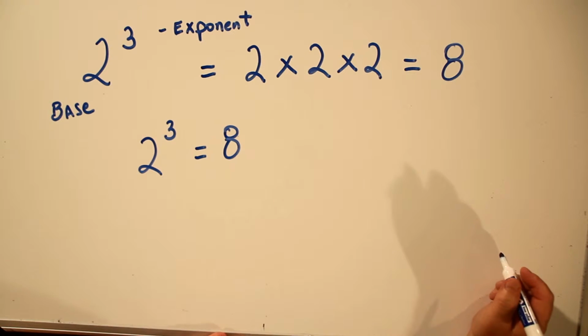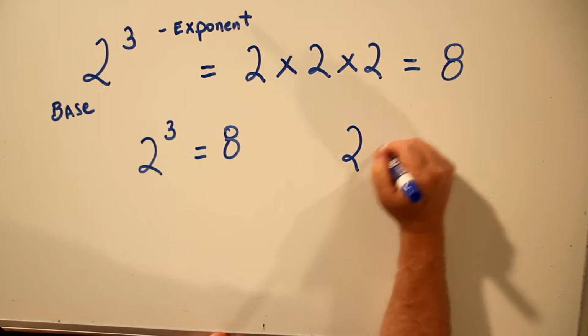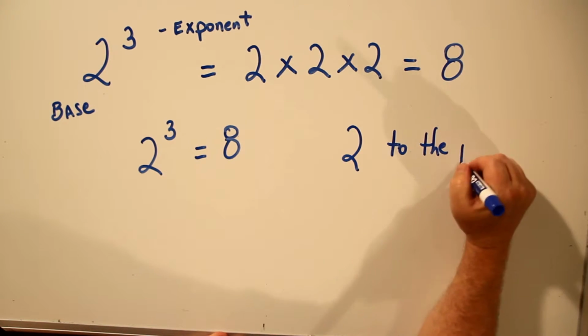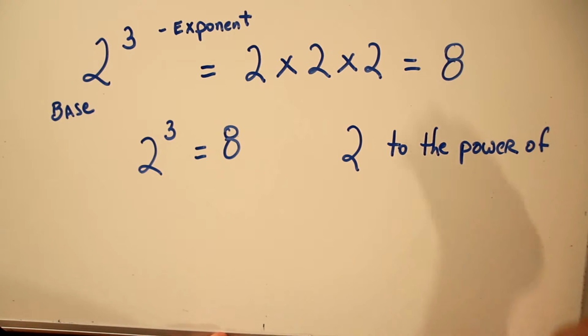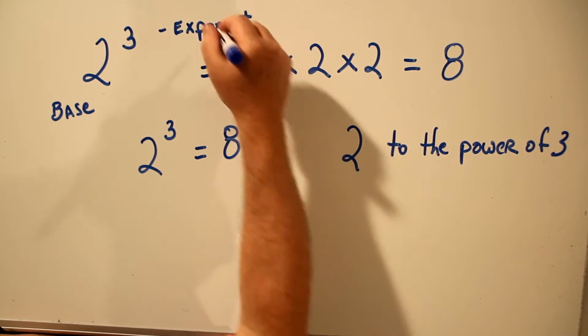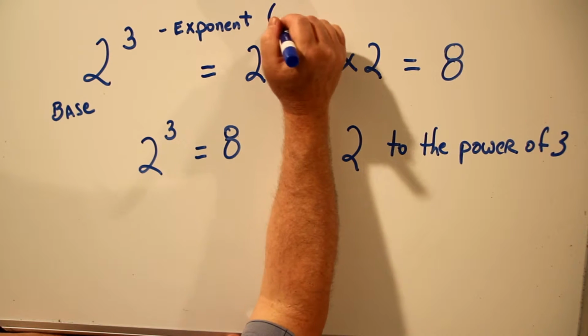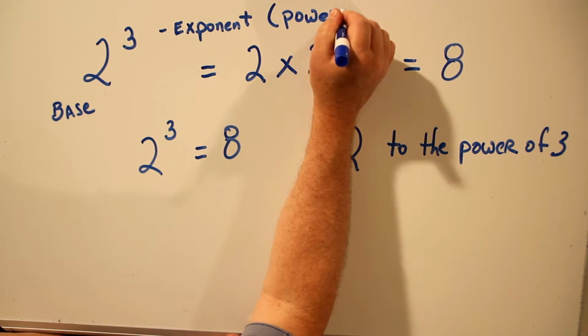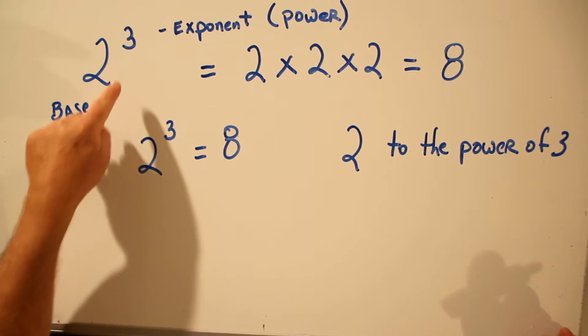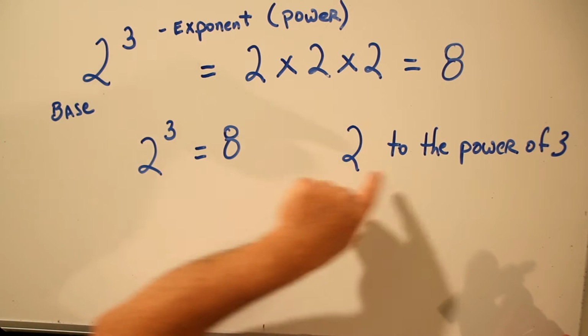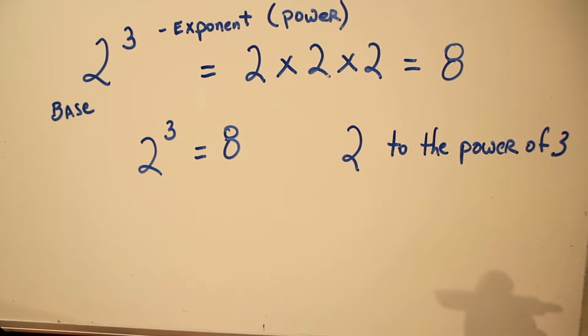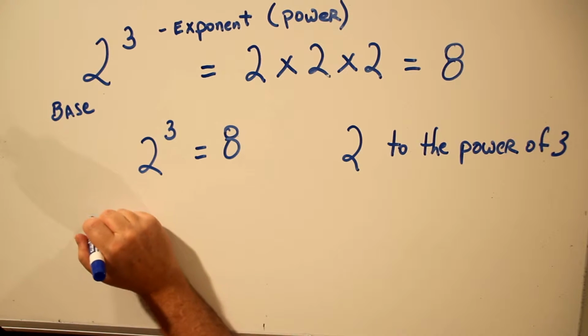Now notice some of the words that I'm using. 2 to the power of 3. This is called an exponent, but we also use the word power. We don't say 2 exponent 3, we say 2 to the power of 3. I'll show you what I mean.